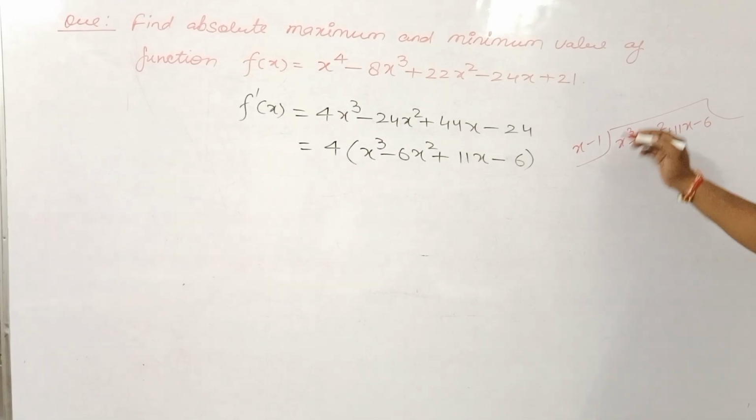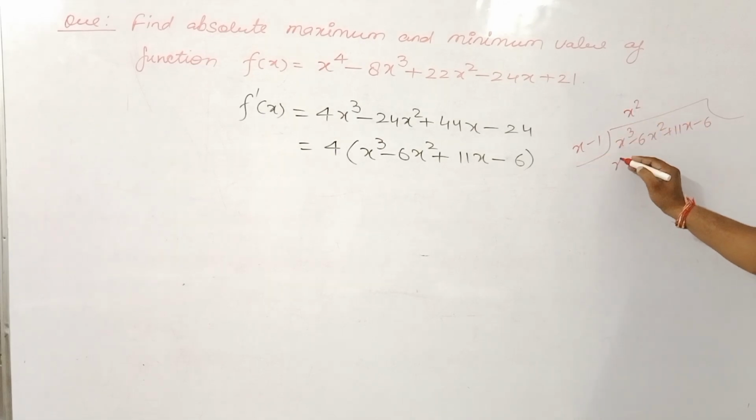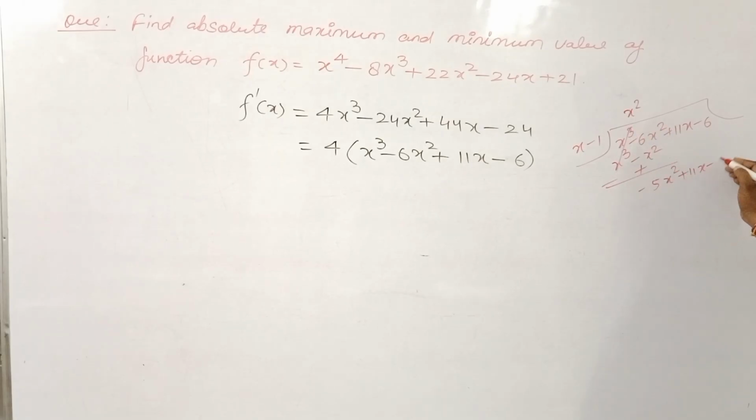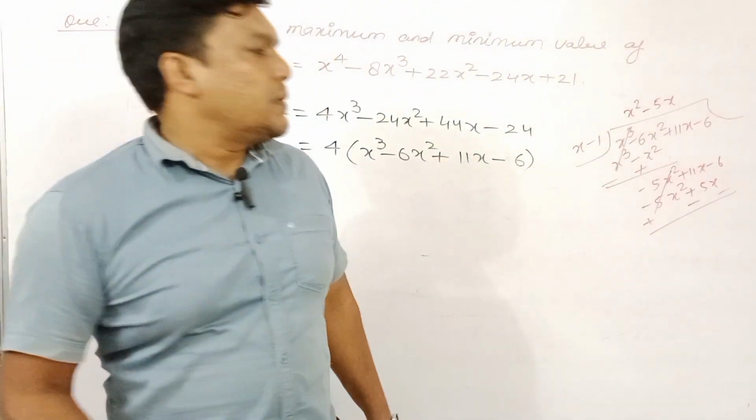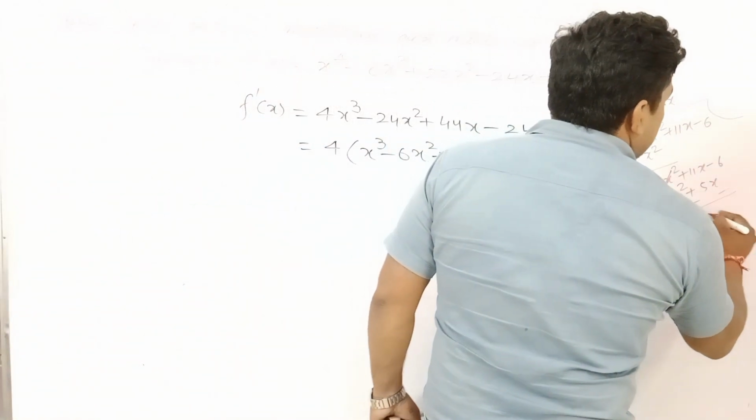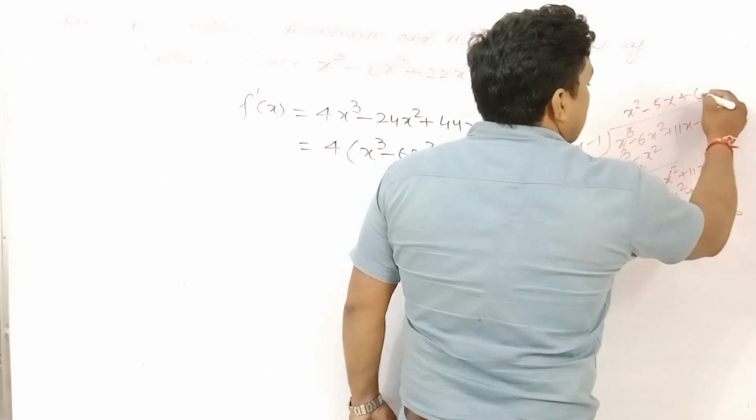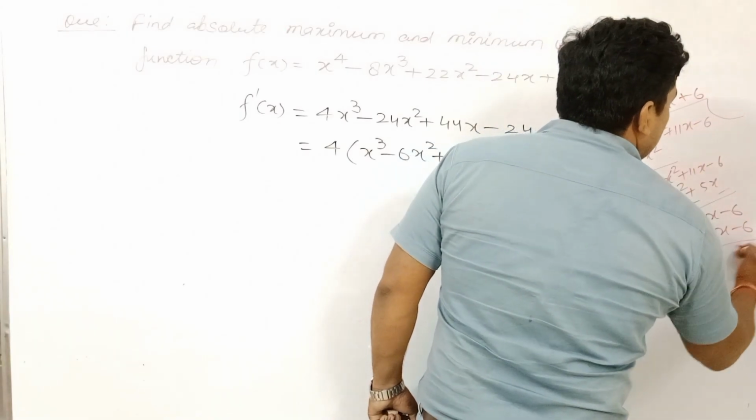When you divide this, it is x square into x minus 1, which gives x cube minus x square. This is minus plus, so it is minus 5x square plus 11x minus 6. What is next? For minus 5x square, it is minus 5x, so it is minus 5x square plus 5x. Again this cancels out. 11x plus 5x, so it is 6x minus 6. So it is plus 6x, minus 6, and that cancels too.